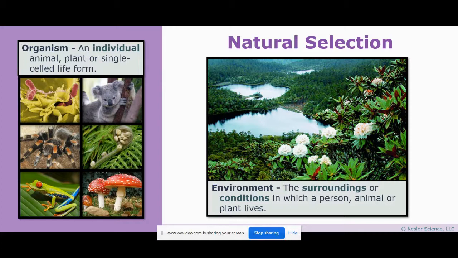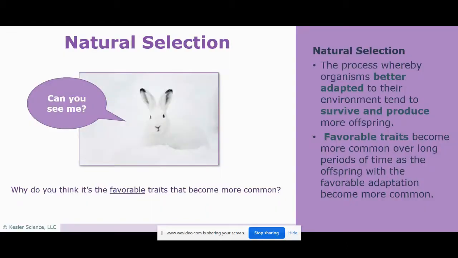Reminder of some key vocab: an organism is an individual animal, plant, or single-celled life form, and the environment is the surroundings, conditions in which a person, animal, or plant lives. Take a minute, pause the video. Why do you think it's the favorable traits that become more common? Answer that question in your student version.